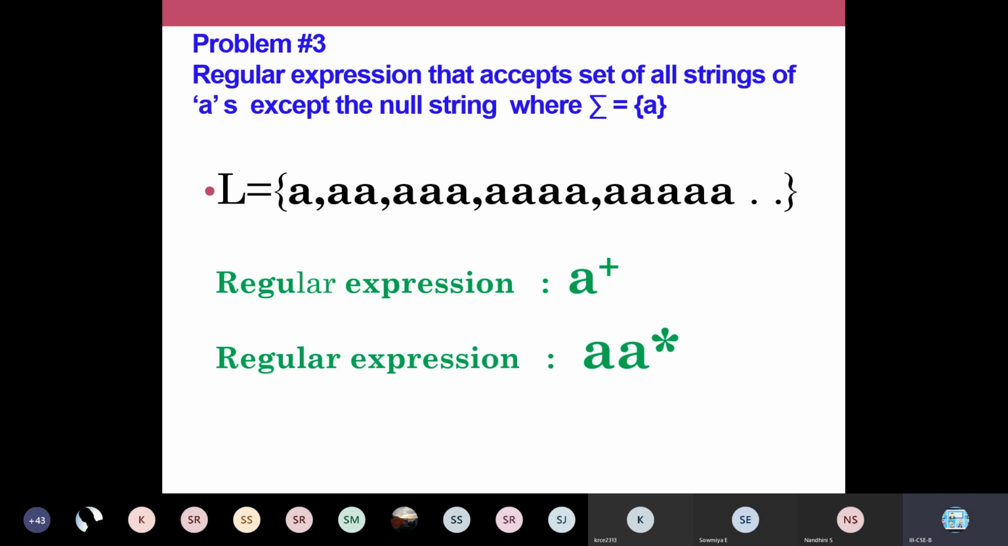A plus denotes positive closure. You write down a plus raised to the power. This plus is called positive closure. And a star, we call it Kleene closure.